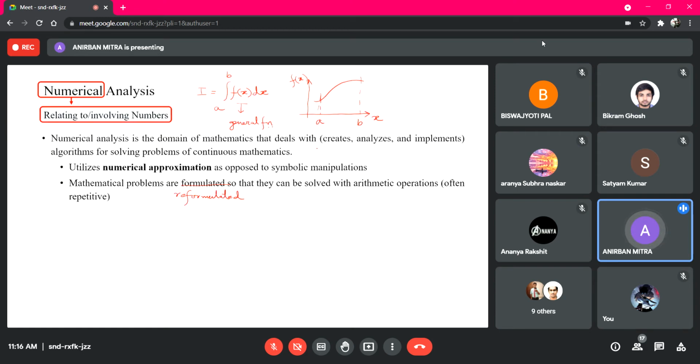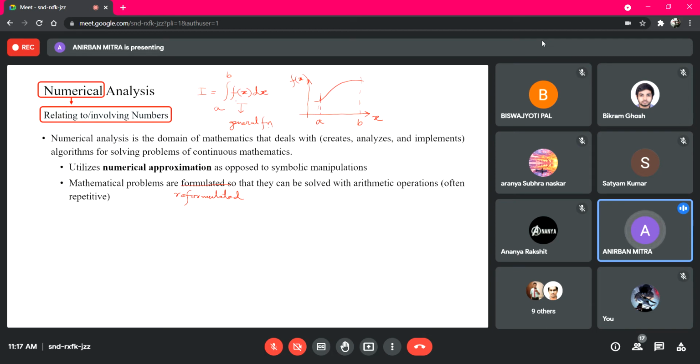So what does this integral mean? What is its significance? How do you interpret it? Area under the curve. So when I evaluate this integral, what I would be getting is this area under the curve.